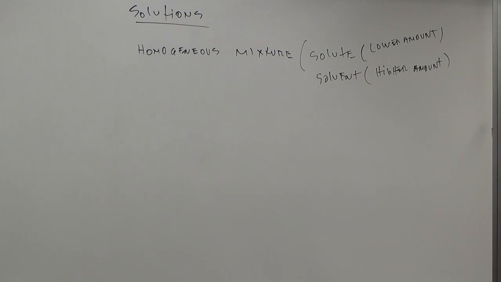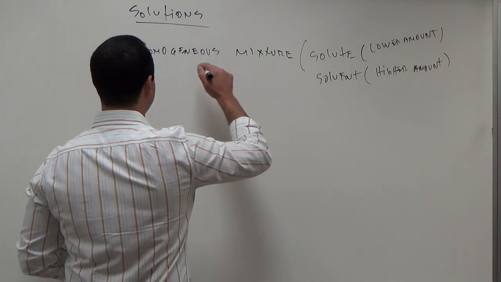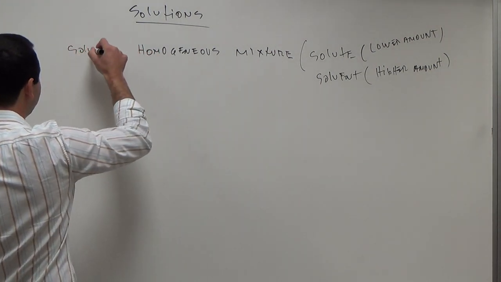Now, some of you are wondering, what if they're the same amount? I don't know. You're not going to have that. You're going to have one that is lower and one that is higher. One is going to be called the solute. The other one is called the solvent. And this is what a solution is.